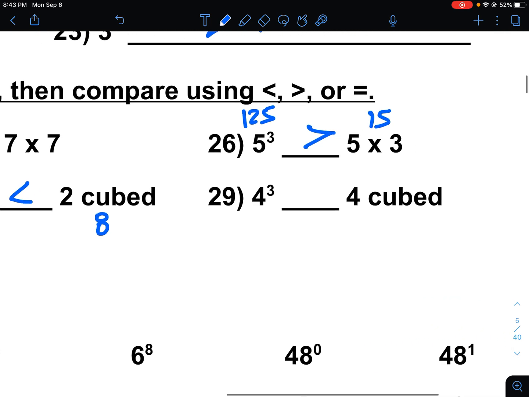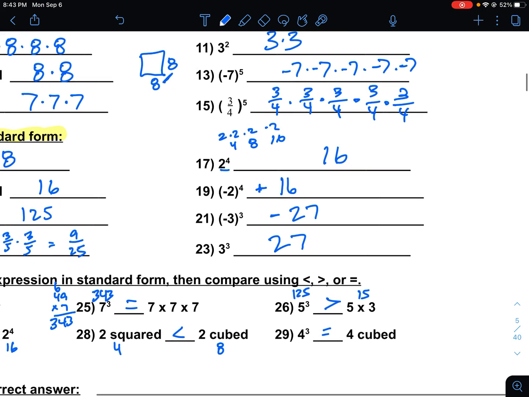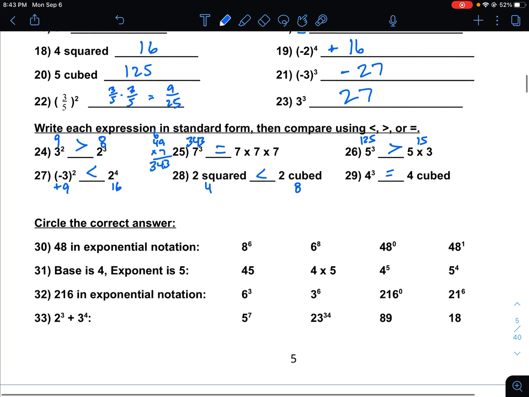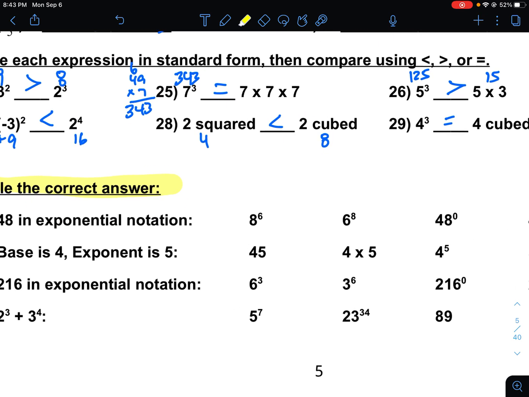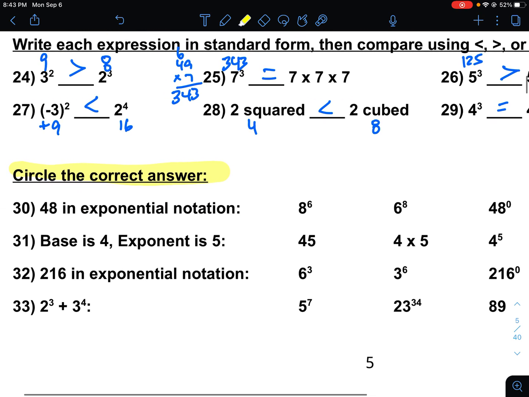4 to the third and 4 cubed. 4 cubed is 4 to the third. I don't care about figuring that out this time. They are equal. Let's go down. It says circle the correct answer. 48 in exponential notation. Exponential notation means with exponents.